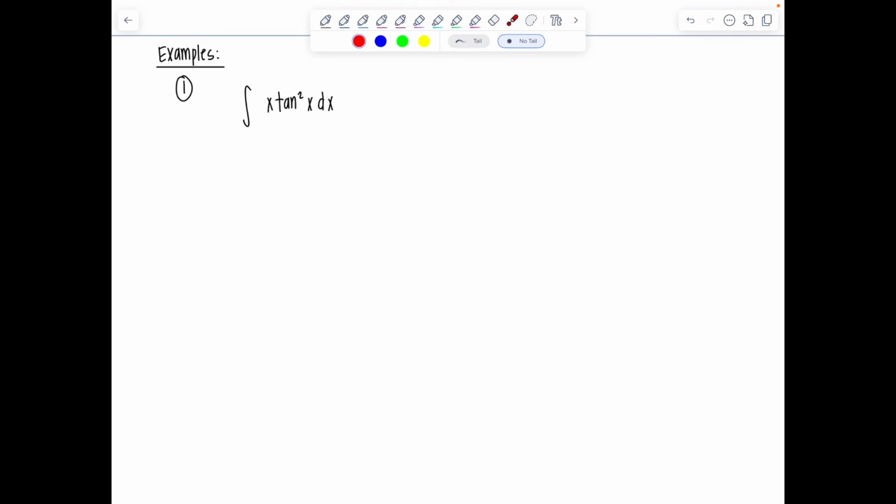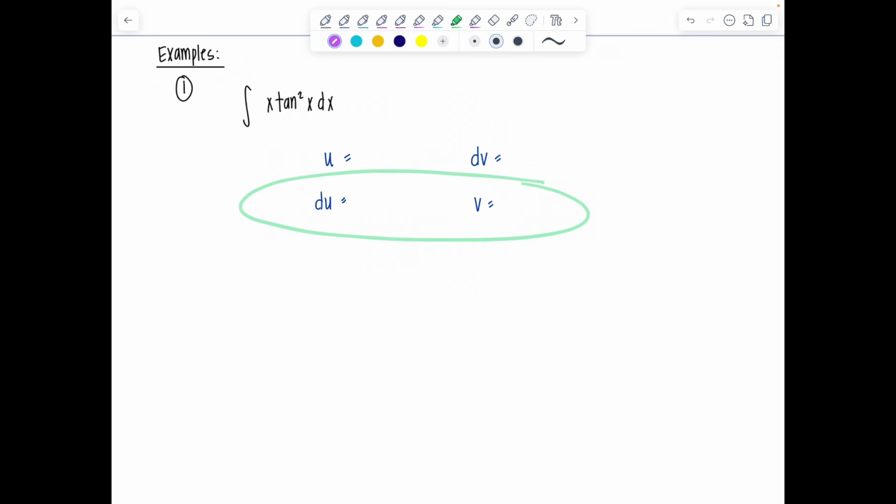So first example, integral of x times tangent squared x dx. So we have to choose U, something that we can differentiate easily, and then dV, something we can integrate. Now, remember, when you're setting up integration by parts, you actually end up integrating the product of du and v. So you want this product to be as simple as possible.